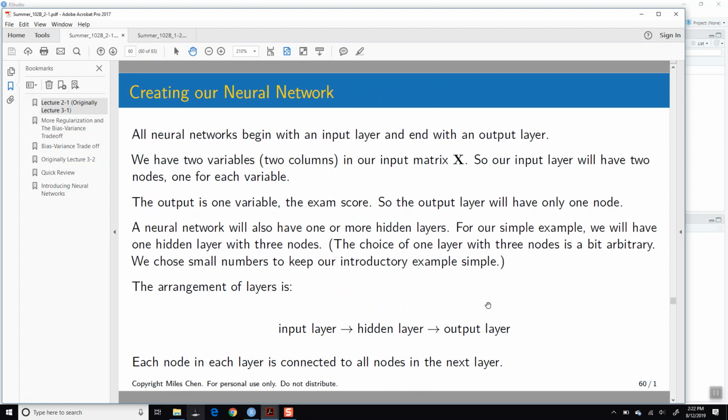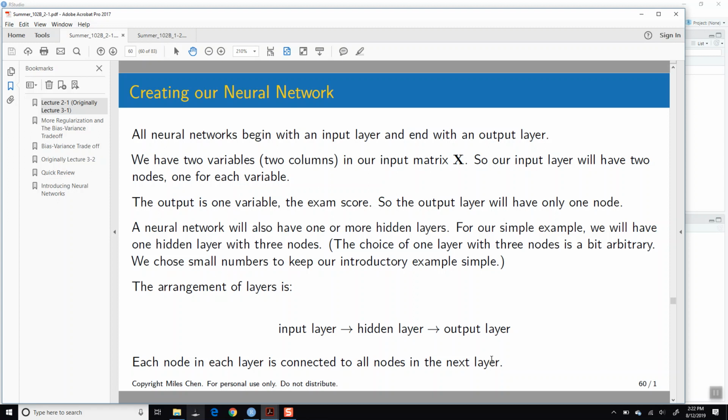So the neural network looks like this. You've got an input layer, a hidden layer, and an output layer. It all starts with an input layer and ends with an output layer. Because our X matrix has 2 columns, 2 variables, our input layer will have 2 nodes, 1 node for each variable. The output layer has 1 node, because we're just trying to predict exam score. You could have a different neural network where you're trying to predict 10 different things, and then your output layer would have 10 outputs.